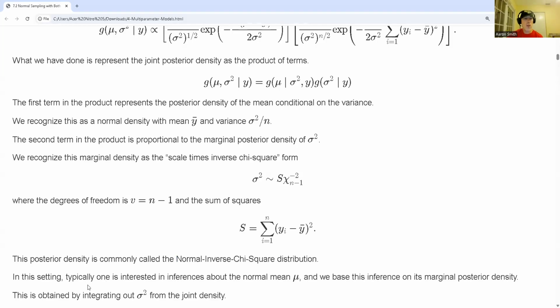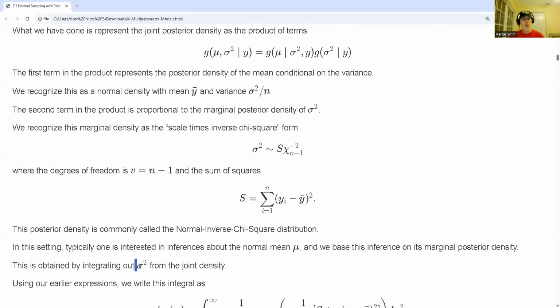In this setting, one typically is interested in inferences about the normal mean, and we base this inference on the marginal posterior density. So most of the time when we're in this position, I don't know mu, I don't know sigma squared, but honestly, the one I care about is mu. Sigma squared, I don't know it, so I can't take it for granted. I have to go through this multivariate approach to my Bayesian analysis, but it's not the focus. It's not the center of this. So this is obtained by integrating out the sigma squared from the joint density.